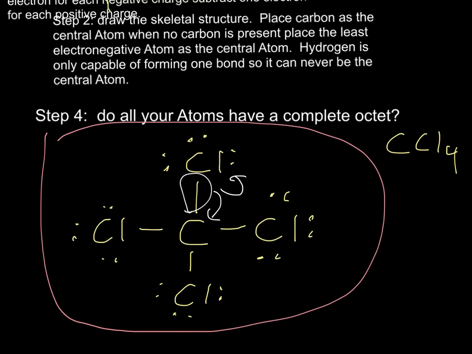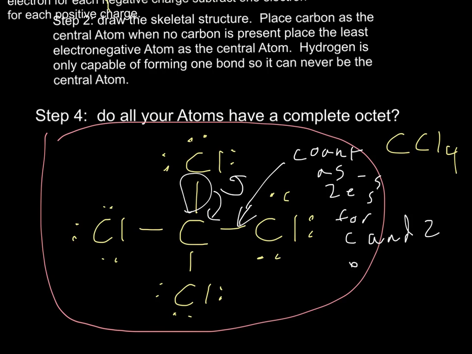Matter of fact, that's the reason these covalent compounds form. The electrons in our covalent bond here count as 2 electrons for our carbon and 2 electrons for our chlorine. We're in essence double counting them because they're a shared pair of electrons.